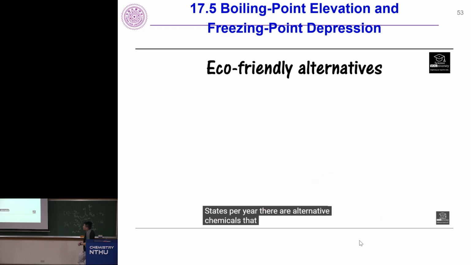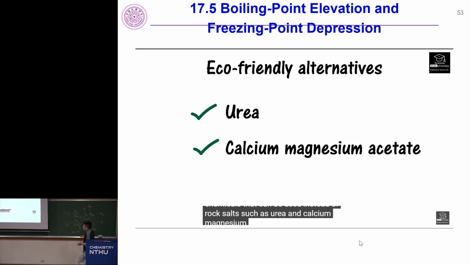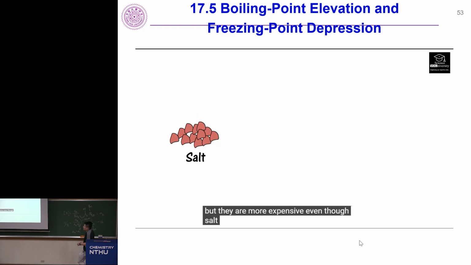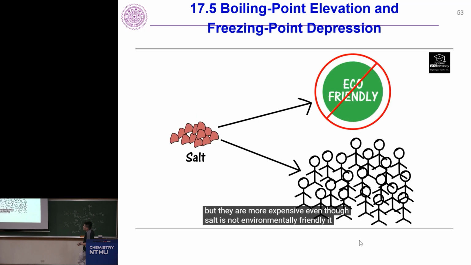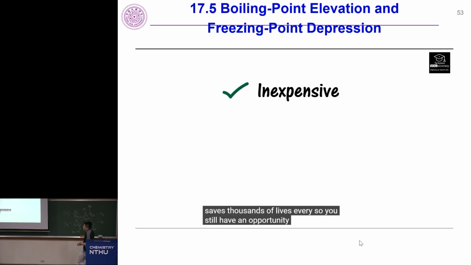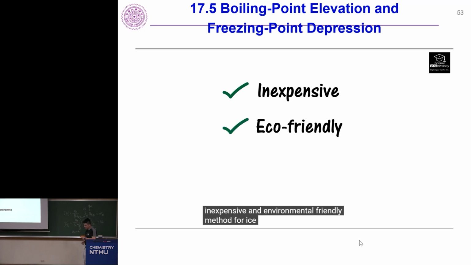There are alternative chemicals that can be used instead of rock salt, such as urea and calcium magnesium acetate, which are less harmful to the environment compared to rock salt, but they are more expensive. Even though salt is not environmentally friendly, it saves thousands of lives every year. So, you still have an opportunity to innovate an inexpensive and environmentally friendly method for ice melting.